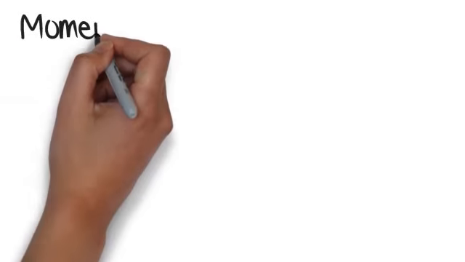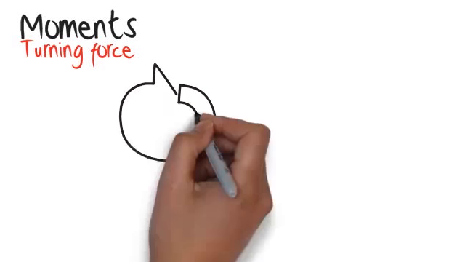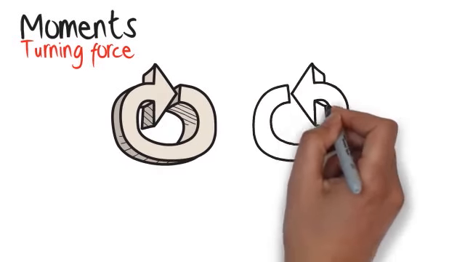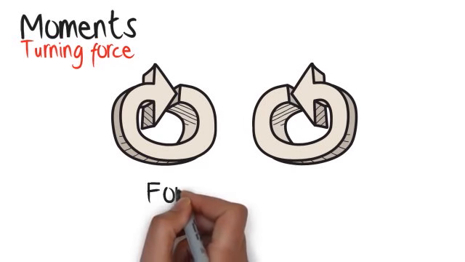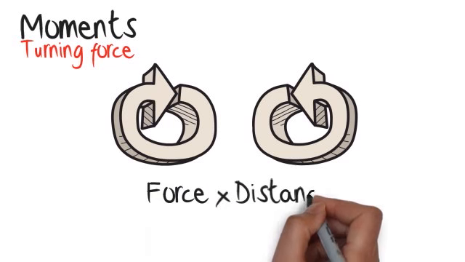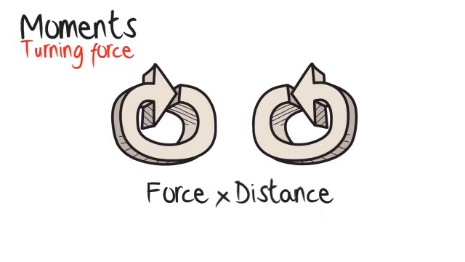Moments. A moment is described as the turning force used to open something or unscrew something. Now it's not the force itself, it's just the action of turning, and it could be either clockwise or anti-clockwise. So the equation we use to work out a moment is force times distance. Force measures in newtons, and distance measures in meters or centimeters.